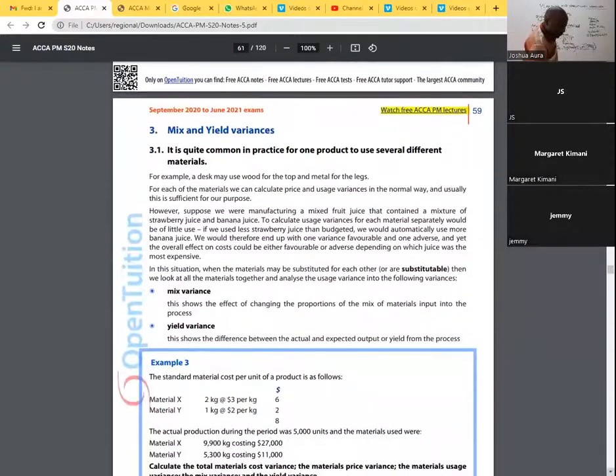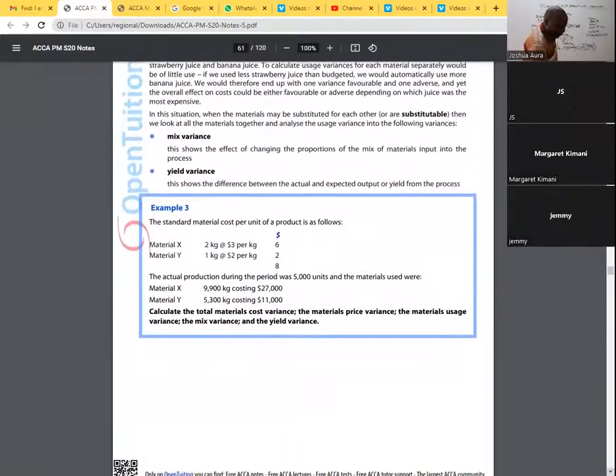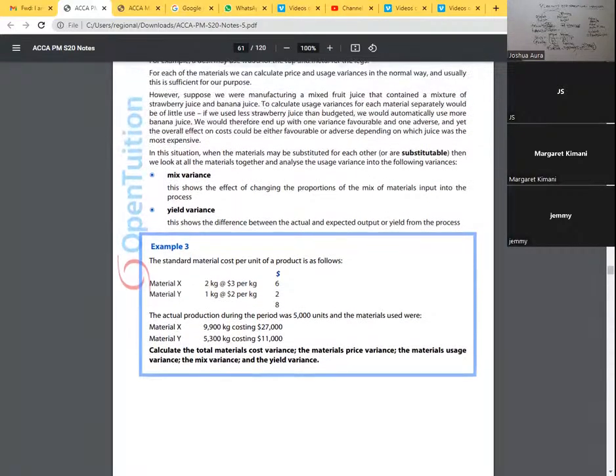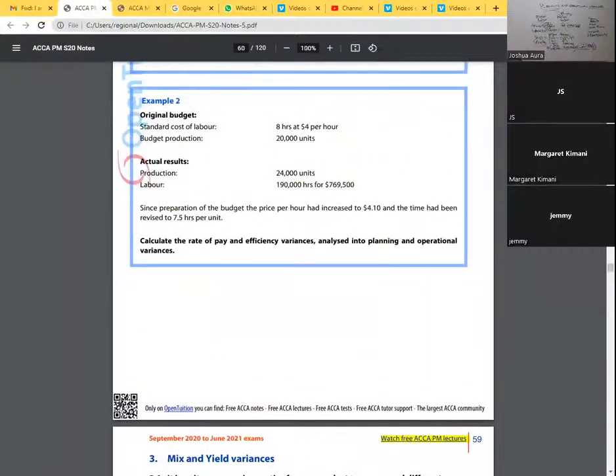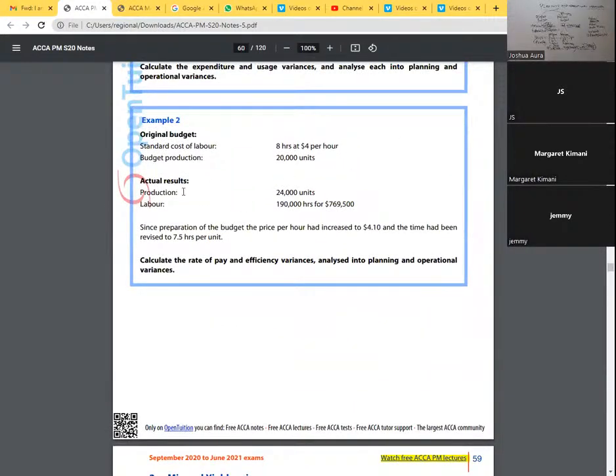Hope, do we have another one? Do we have another question here? Really? Do we have another question? Where is example 2? Yes, it's here, example 2.